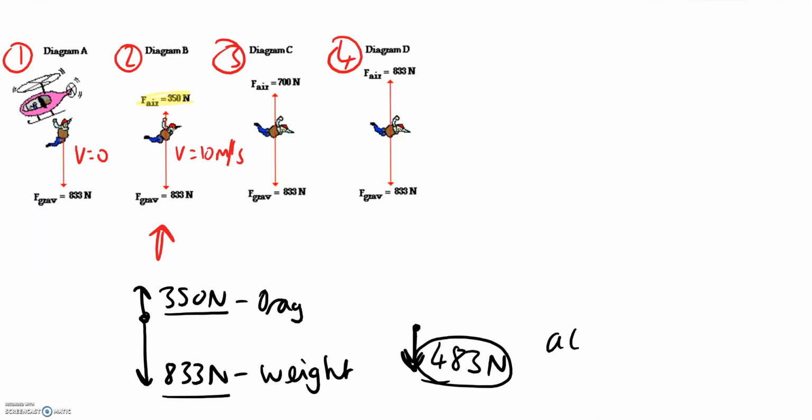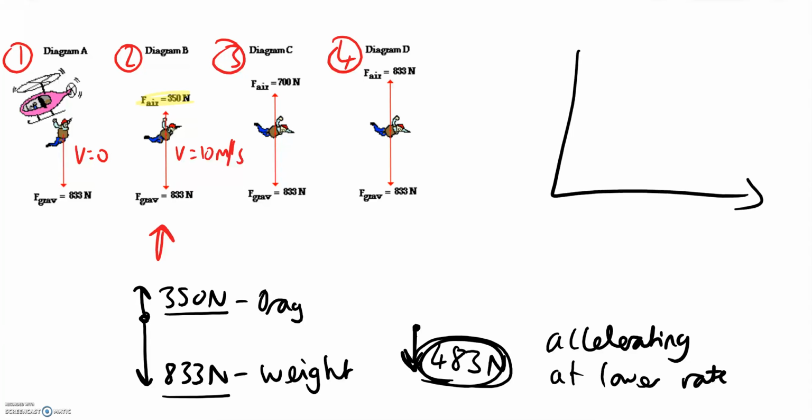So you are still going to be accelerating, but because the force is smaller, instead of in diagram A, or number 1, where you just had 833 newtons acting down, you now only have 483 newtons acting down. So you're going to be accelerating, but at a lower rate. You won't be accelerating quite so fast. You'll still be going faster, but not quite so fast.